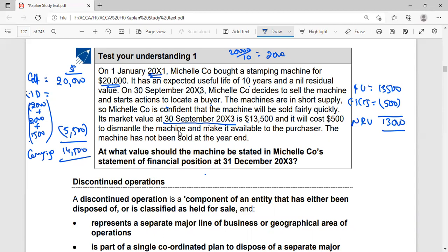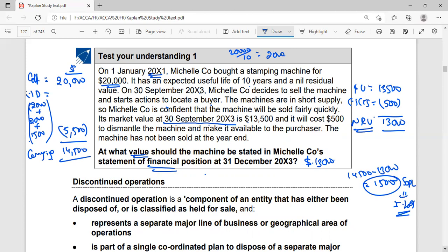We need to recognize at what price, carrying amount or NRV, whichever is less. So what value should be shown in the statement of financial position? 13,000. We have to show at NRV. Then how much amount is required to be reduced from the carrying amount? 14,500 minus 13,000, 1,500. This is treated as an impairment loss and is transferred to the statement of profit and loss.